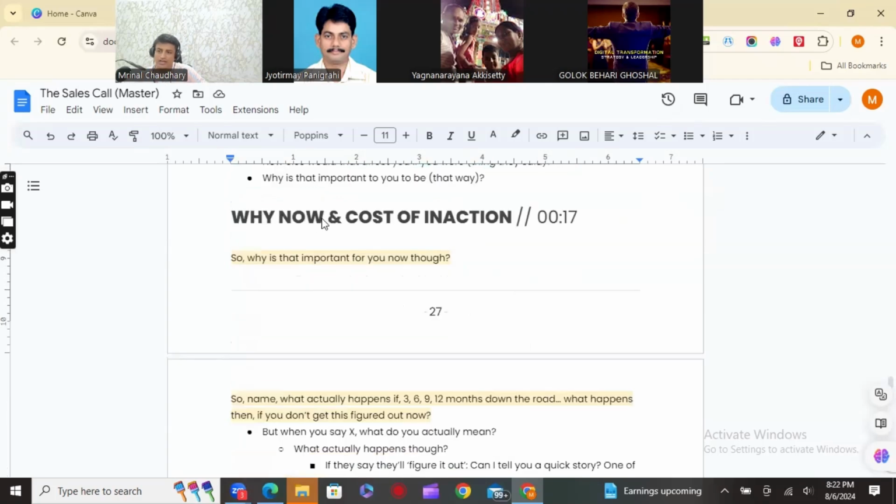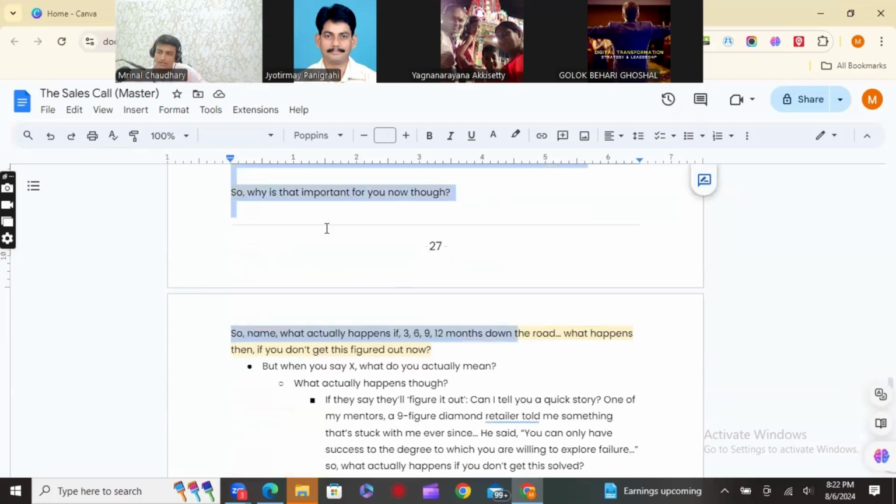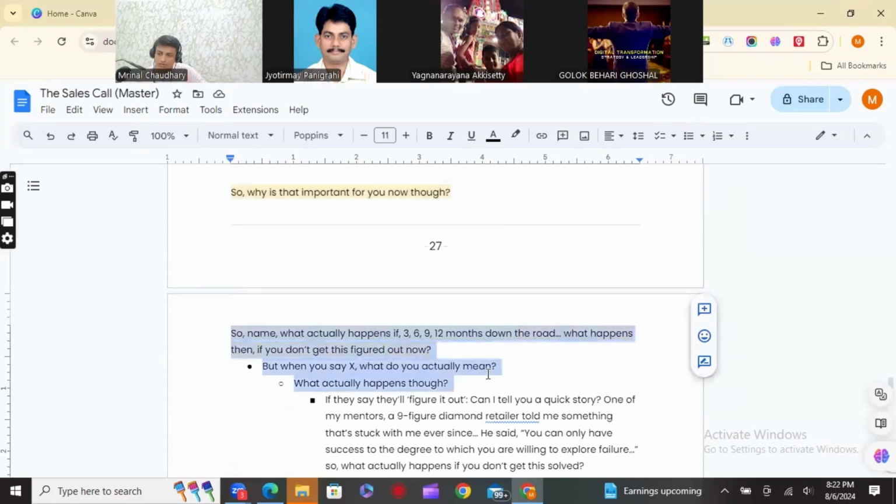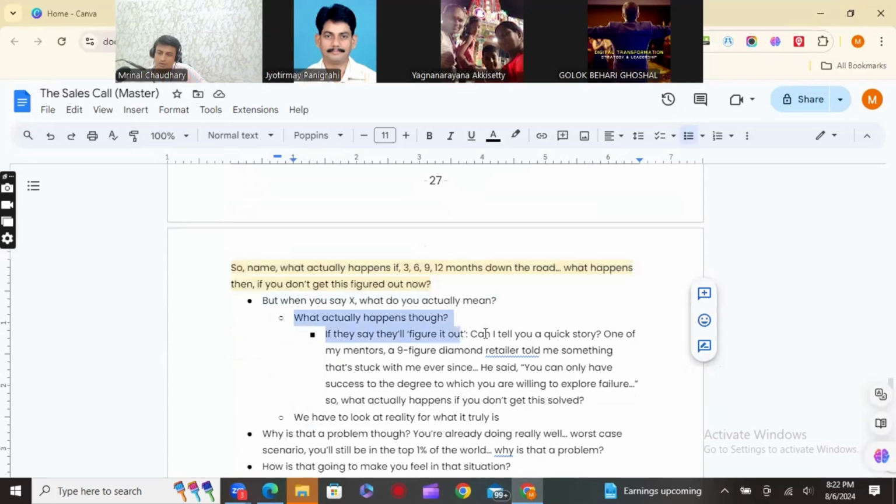And why now and cost of inaction. So you are asking this question also. Why is it important for you now? Okay. So he will actually say this kind of thing. But when you say X, what do you actually mean? What actually happens though? If they say, I will figure it out, can I tell you a quick story?